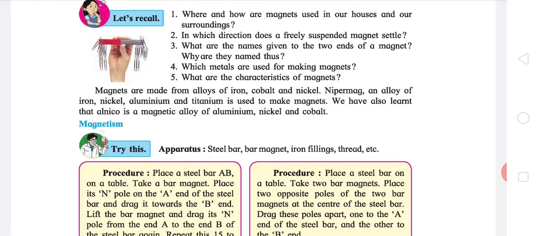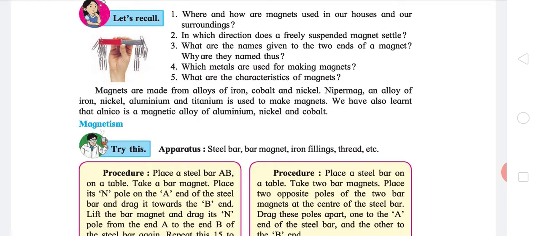2. In which direction does a freely suspended magnet settle? 3. What are the names given to the two ends of a magnet? Why are they named thus? Fourth, which metals are used for making magnets? Fifth, what are the characteristics of magnets?